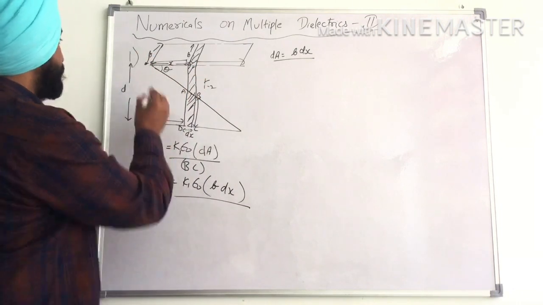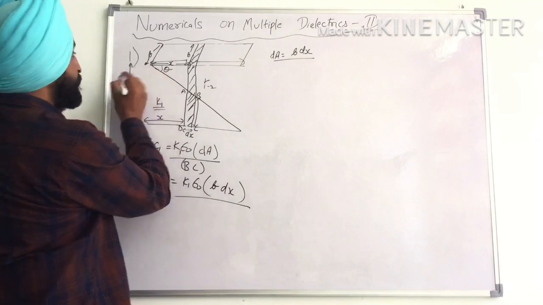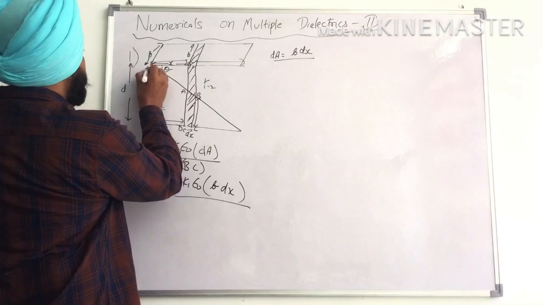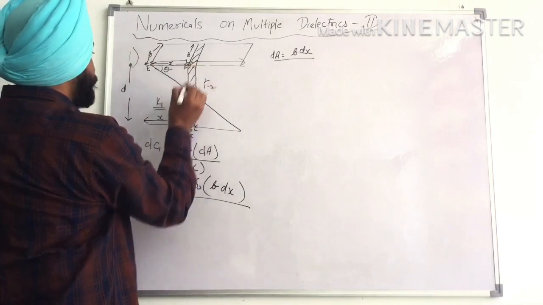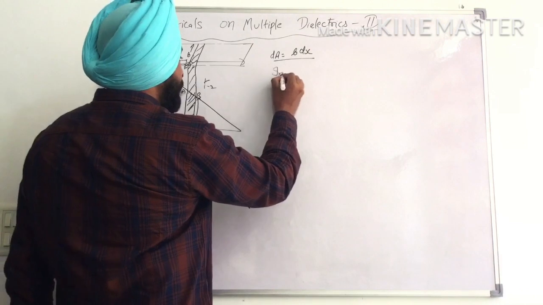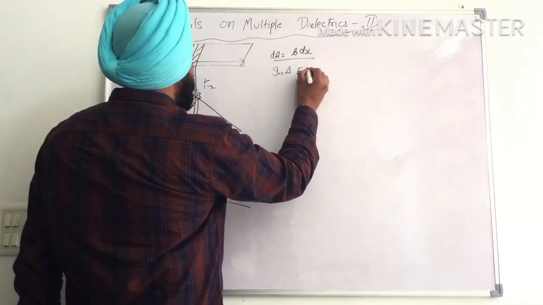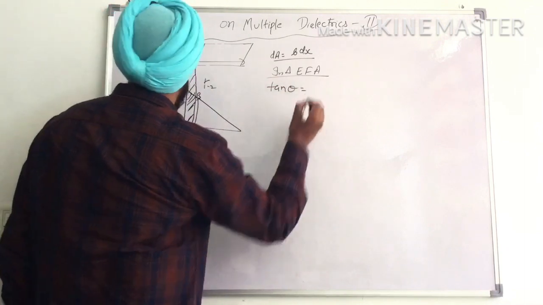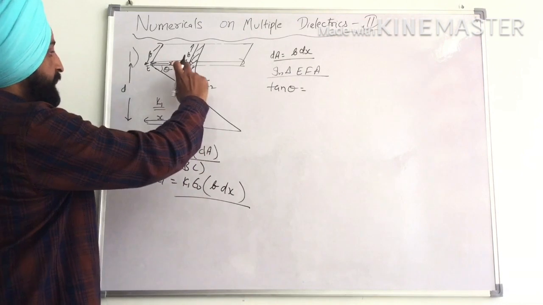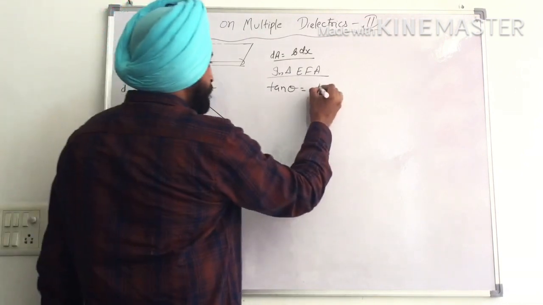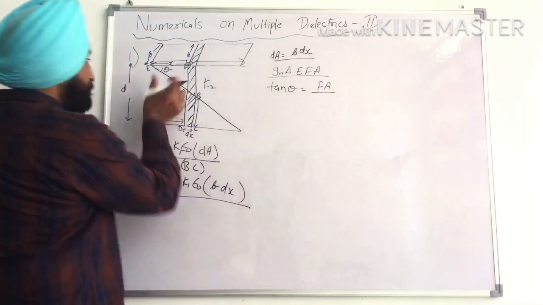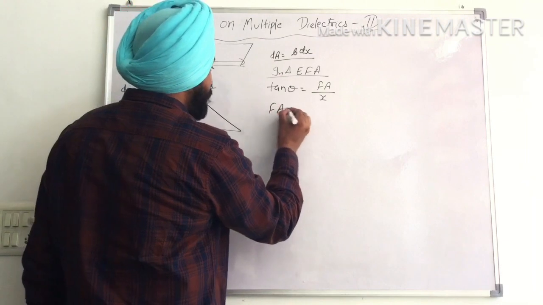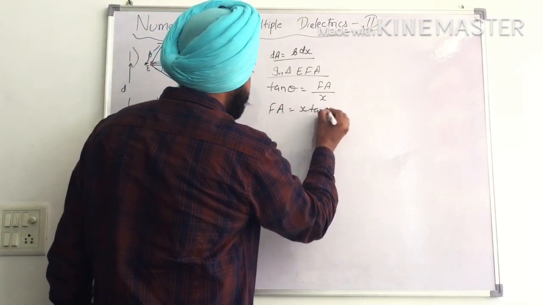Fine. So from this triangle I can name this triangle as A, B, C, D, E, F. This is of course A. Now in triangle E, F, A, I can write tan theta is equal to perpendicular upon base. Perpendicular is this, FA. Perpendicular by base is x. So what will be this value of FA? FA will be equal to x tan theta.